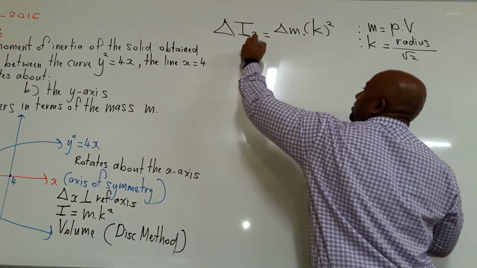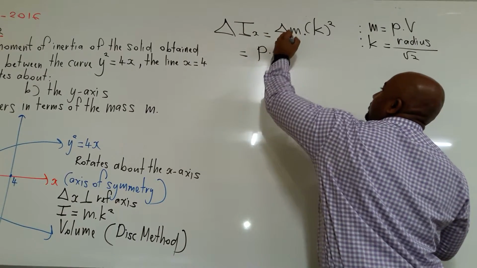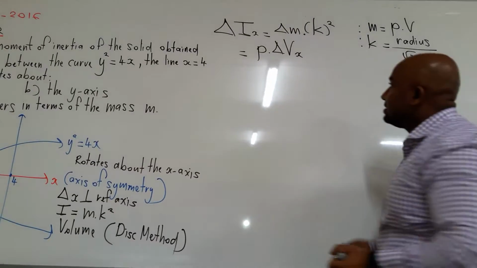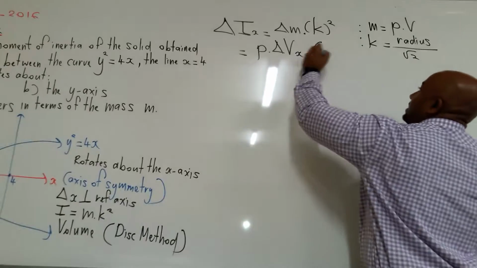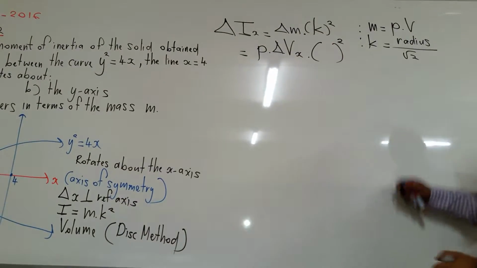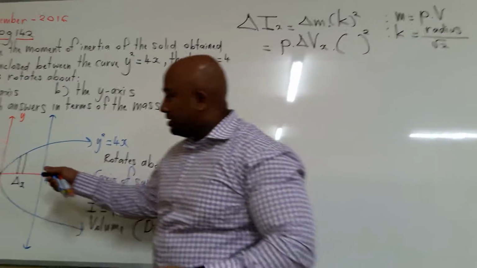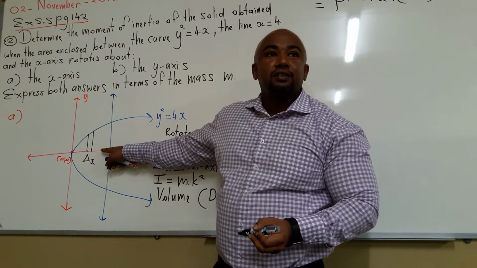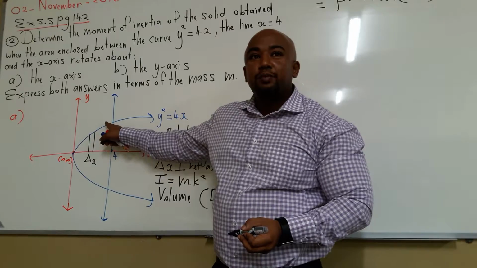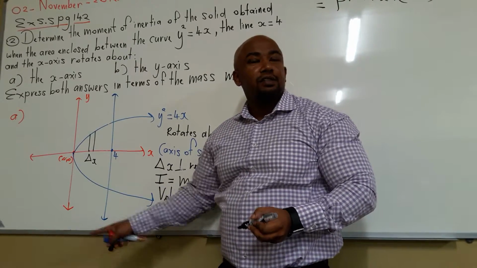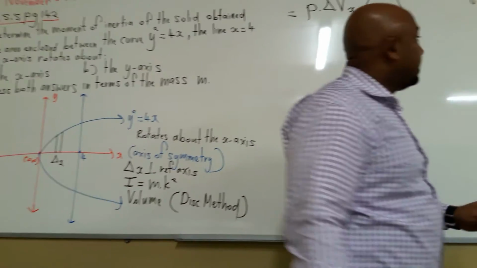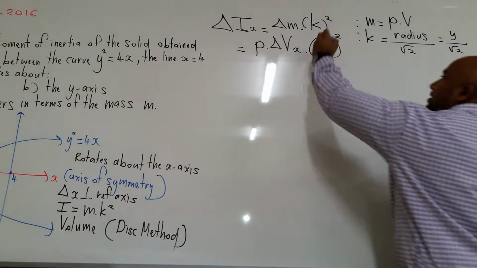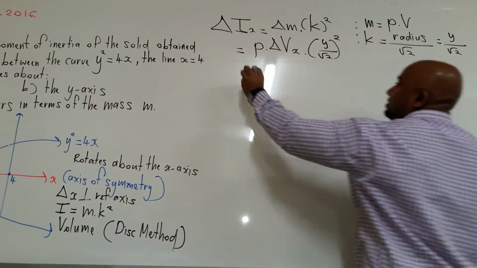So delta M is going to be P times delta Vx, because I'm rotating around the x-axis, times your K squared. Now let's go to K. We are rotating around the x-axis here. Can you see that? So the x-axis is now the center. The distance from the center to any point on the circumference, we are measuring up or down in terms of y. So your radius will be in terms of y here. So that will be y over root 2. So therefore this will be y over root 2.